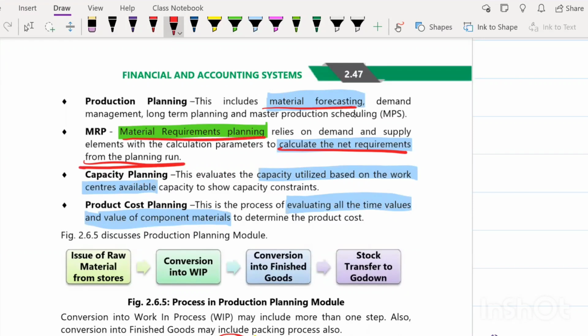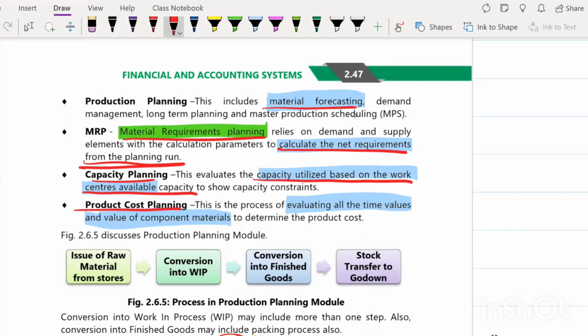Then there is capacity planning, which is capacity utilized based on the work centers available. Here they are saying they have a production capacity of, suppose, 1,000 units. Then this capacity must be utilized properly based on how many work centers they have. If they have, say, 10 work centers, and the capacity to produce is 1,000 units, then 10 into 1,000 units should be produced. So optimum capacity should be used, and you have to plan accordingly that such capacity is being utilized.